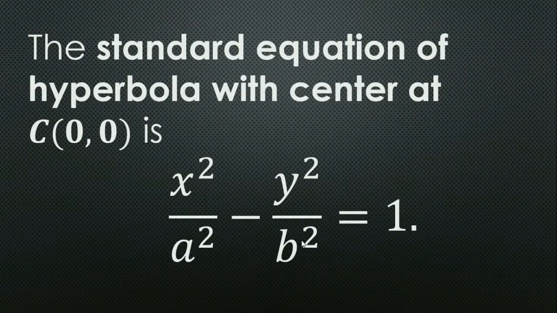Therefore, the standard equation of hyperbola with center at the origin is x squared all over a squared minus y squared all over b squared is equal to 1. So, may similarity silang dalawa ni standard equation ni ellipse. Si ellipse, positive yung operation. Ito naman ay negative. Okay?